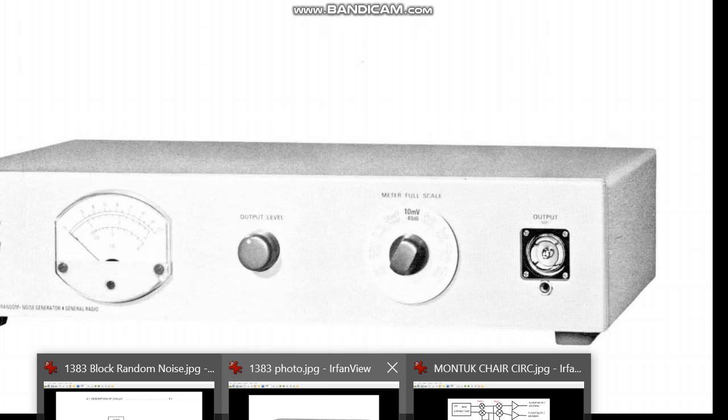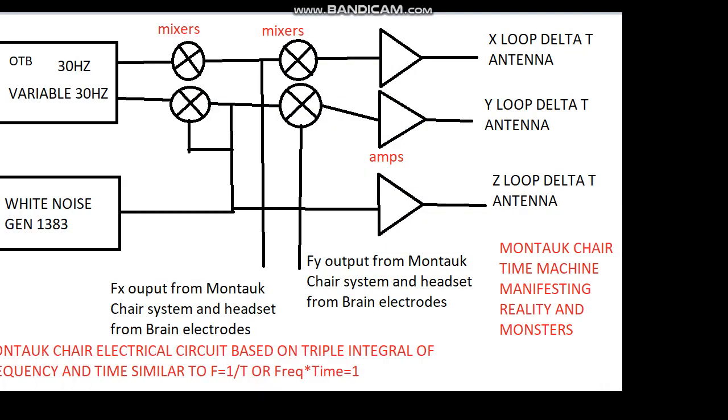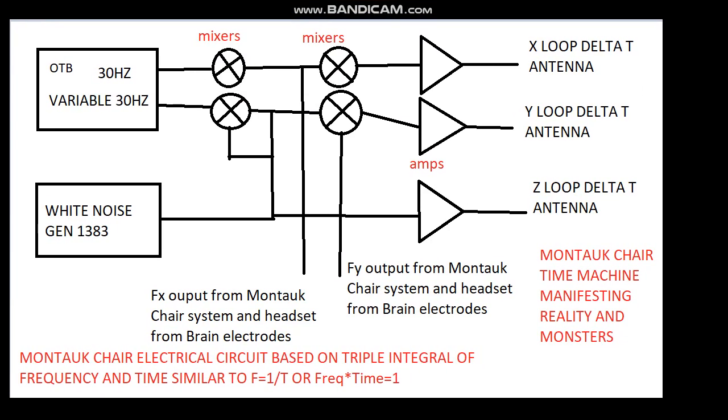So let's have a look at the circuit. And this is the Montauk Chair electrical circuit based on the triple integral of frequency and time. Time zero, which is tangent zero, and time infinity, which is actually tangent 90, where the white noise goes in.